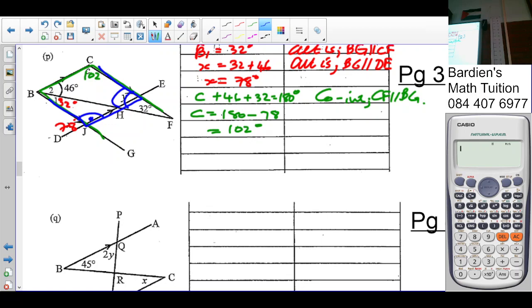Other way. I see now, yes. C and Y. Like that? Right, that is absolutely correct. How else? Sorry? How else could you have worked out angle Y?